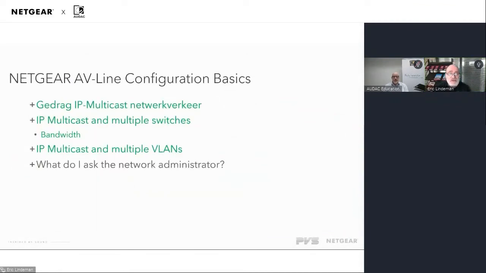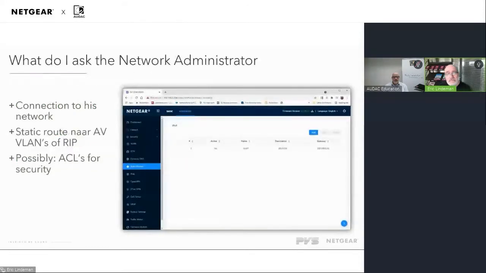That's the point. What do I ask an IT administrator when I want to hook up my network? And that's also quite simple. You need to have the connection to his network, and you need him to free one port on their switches for you. You need to have a static VLAN route to the newly configured switch on his LAN. And when he's concerned about security, he has to adjust rules on his switches called ACLs, access control lists, for security.